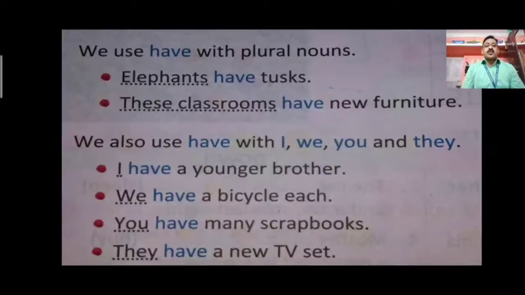We means we are talking about a group of people. We means I along with some of the people. You have many scrapbooks. You means I am talking about somebody else. And they have a new TV set. They means we are talking about others. So I, we, you and they are four pronouns we generally use in plural form. So here, as I told you, have is a helping verb we use in those sentences having either a noun in plural form or a pronoun in plural form.